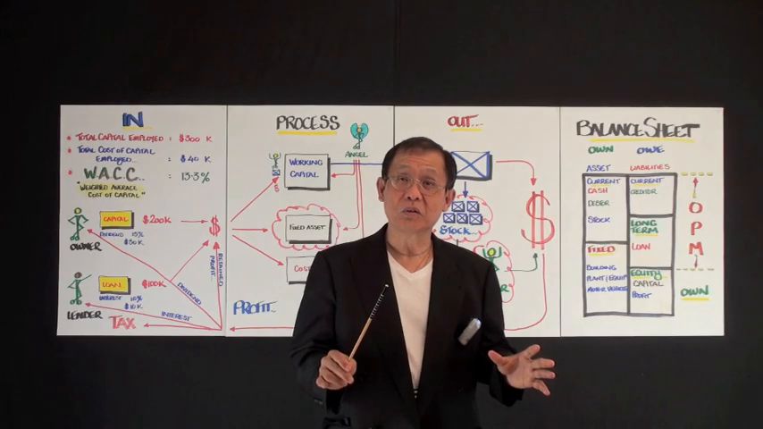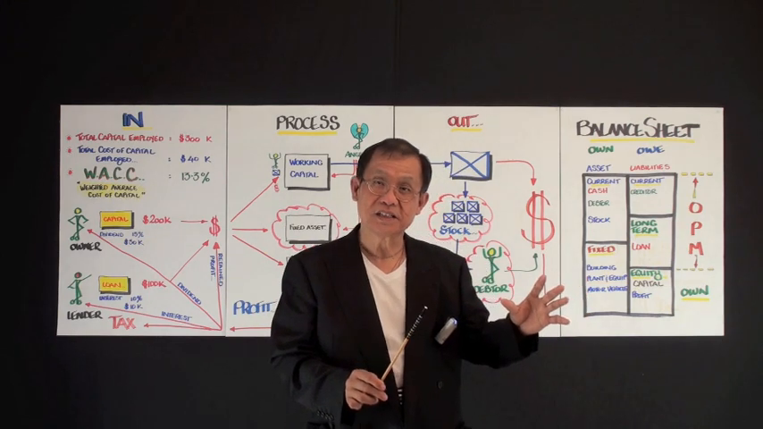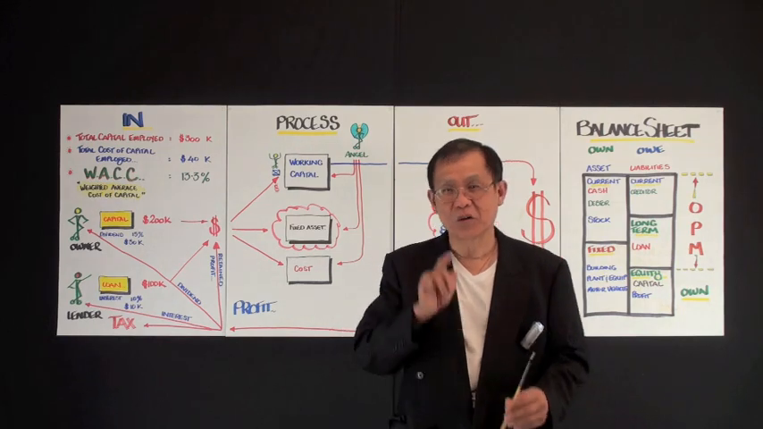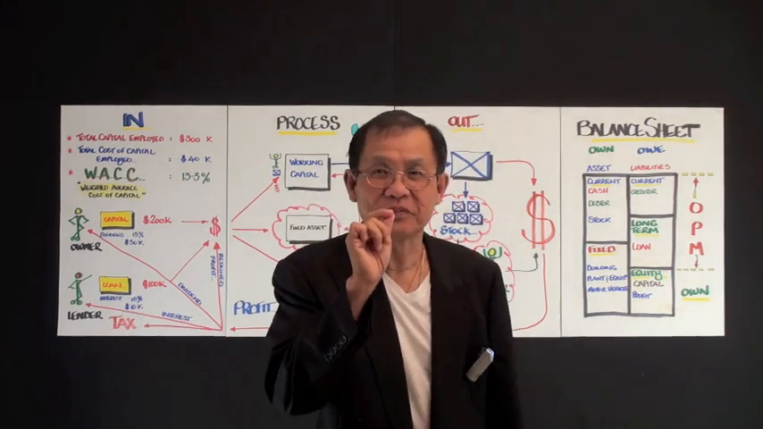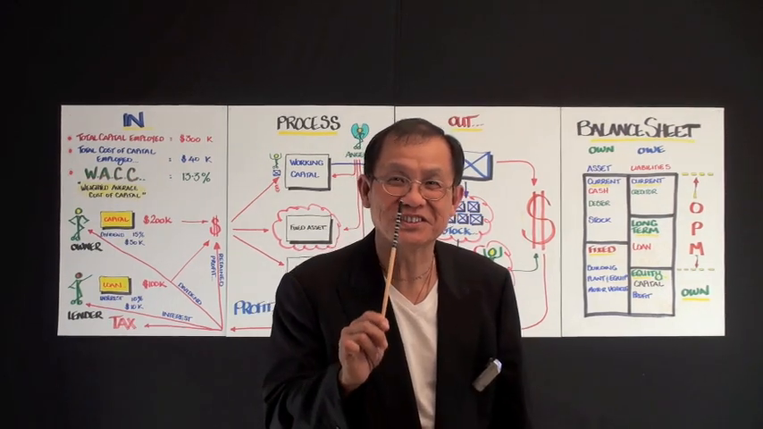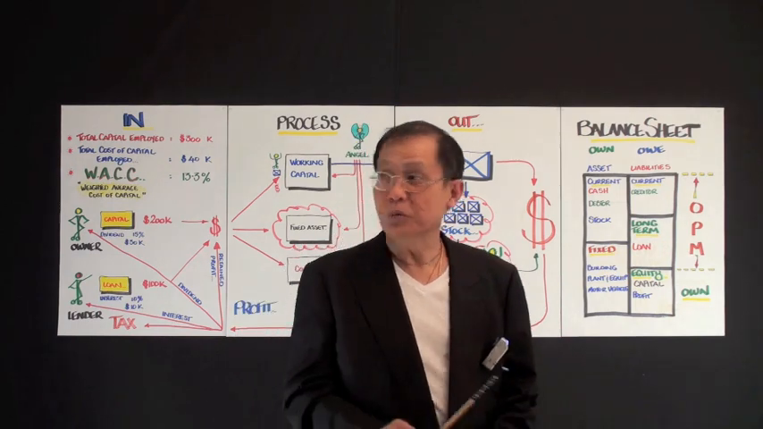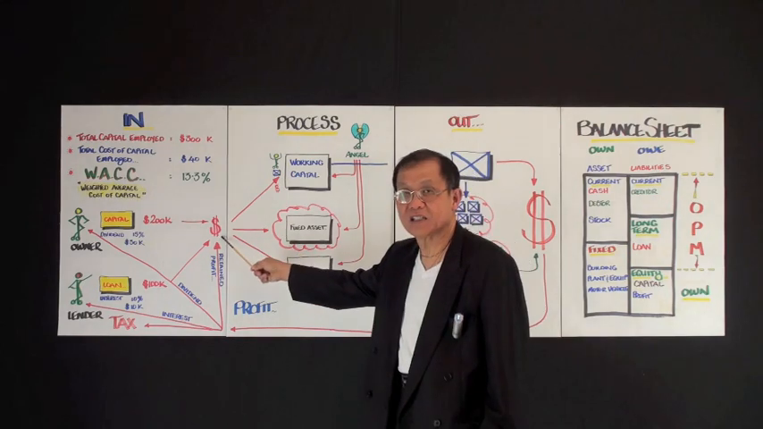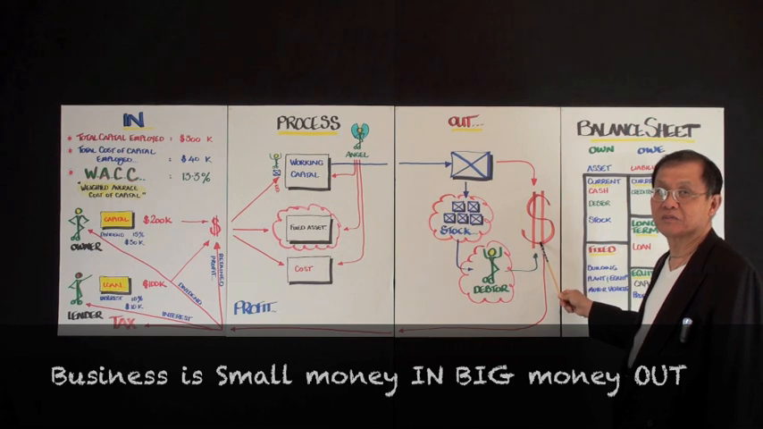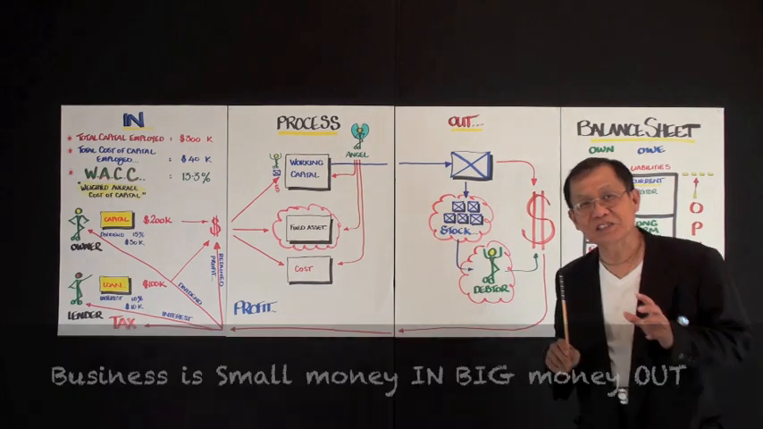Now let's have a look at how the money comes in to the company, to the business, and how profit is created. One thing that we have to know, very, very important. Confucius said, don't get confused. In business, you put in small money. What you want is big money out. Small money in, big money out. That is the goal of business.